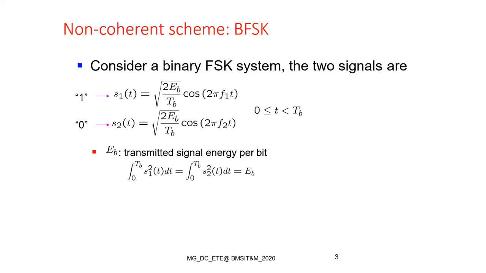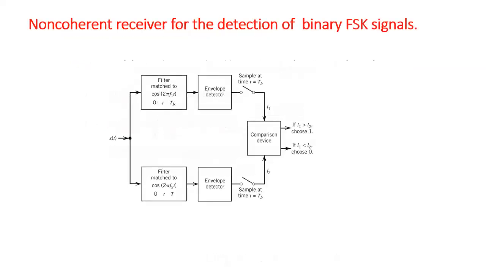Okay, so the non-coherent receiver for the detection of binary frequency shift keying signal. This is the block diagram of the non-coherent receiver. Here the received signal x of t will be passed through two matched filters. In the upper path, I have one matched filter which is matched to cos 2 pi f1 t over the interval 0 to Tb, and the lower path filter is matched to cos of 2 pi f2 t over the interval 0 to Tb.